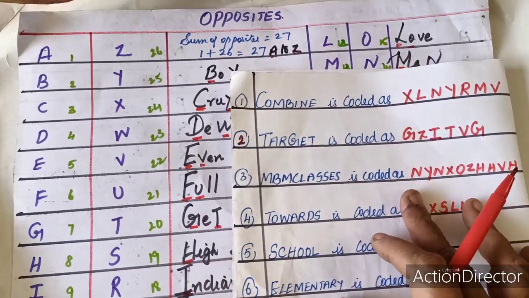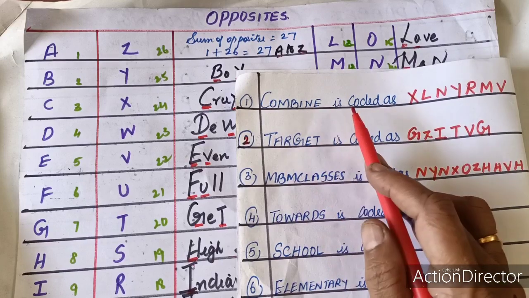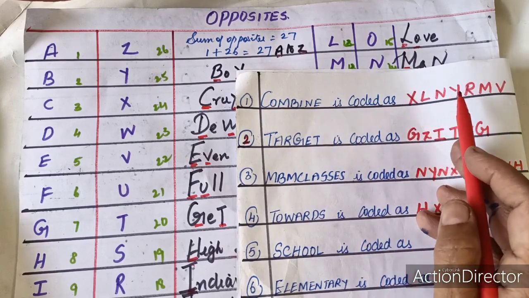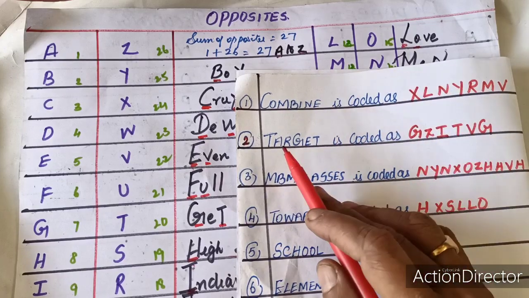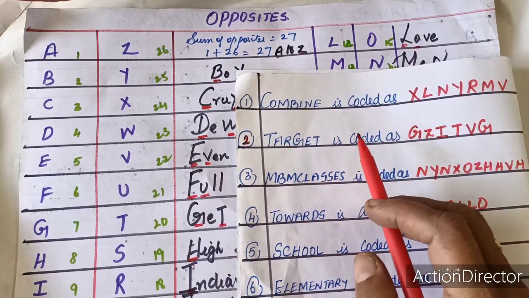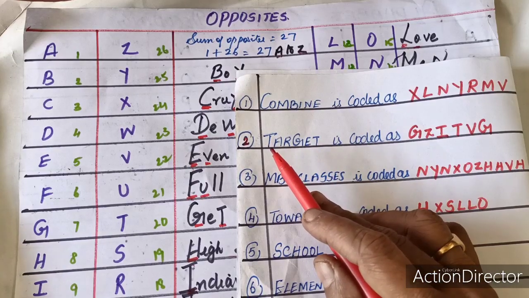Suppose I am asking you to find out the answer for this. Combine is coded as X, L, N, Y, R, M, V. It is given in the exam just like that. And if you are asked to code target, how will you find out? From T, get. T means get. You remember the word get.